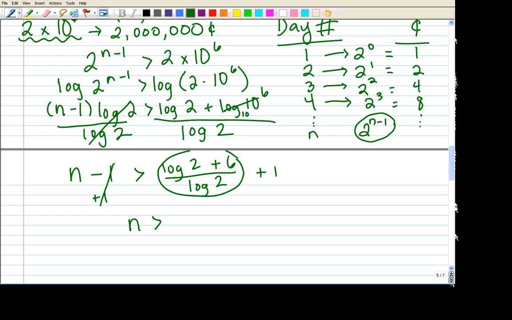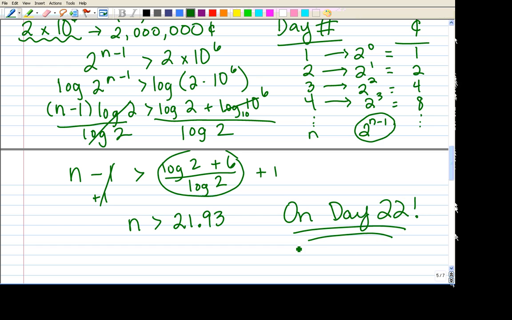we'll get about 21.93. So at the beginning of day 22, you will have more pennies than the worth of the car. So if you were given the option, do you want the car or do you want the pennies? Take the pennies in this situation, because only on day 22 will you have more than $20,000, and you still have the rest of the month to go.